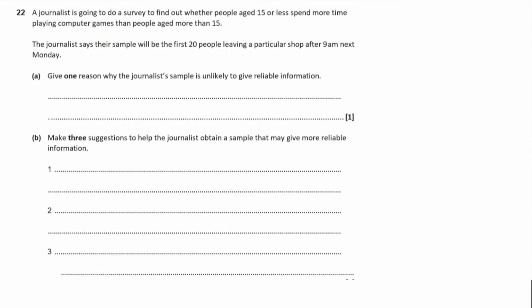Question 22. A journalist is going to do a survey to find out whether people aged 15 or less spend more time playing computer games than people aged more than 15. The journalist says that their sample will be the first 20 people leaving a particular shop after 9 AM next Monday. Give one reason why the journalist's sample is unlikely to give reliable information.